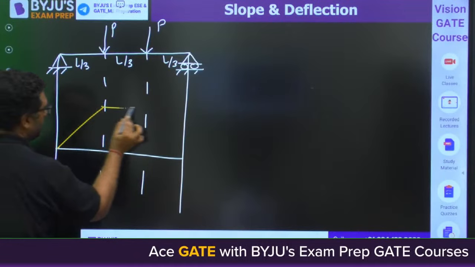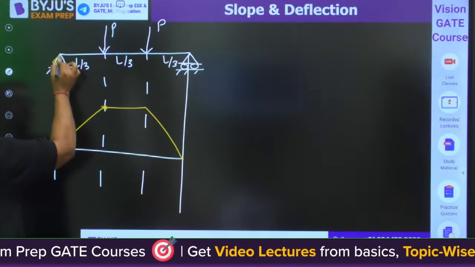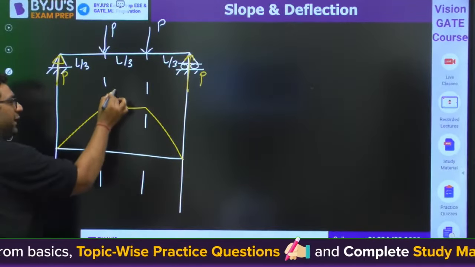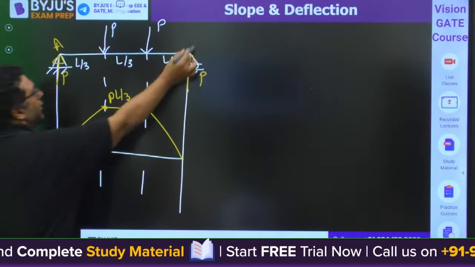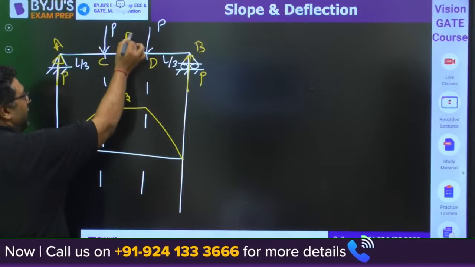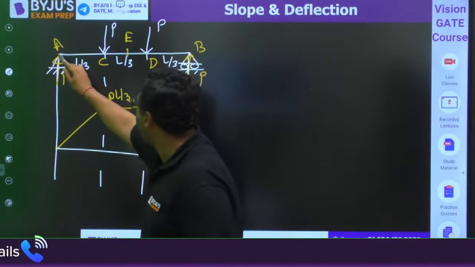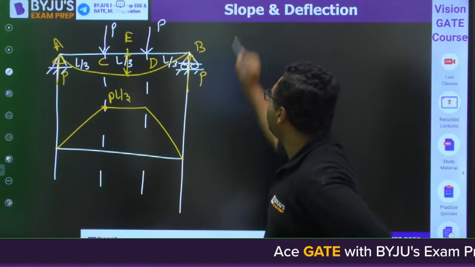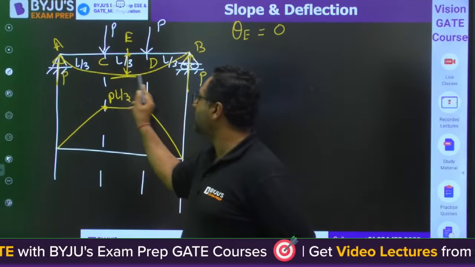Like this. By symmetry, the support reaction is P at both supports, so this value will be PL by 3. Let us say this is A, B, C, D, and the center is E. The deflection will happen like this, and deflection at E is maximum and slope at E is 0, because where deflection is maximum, slope is 0.